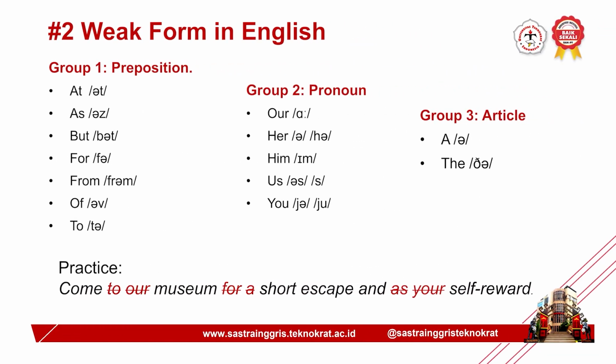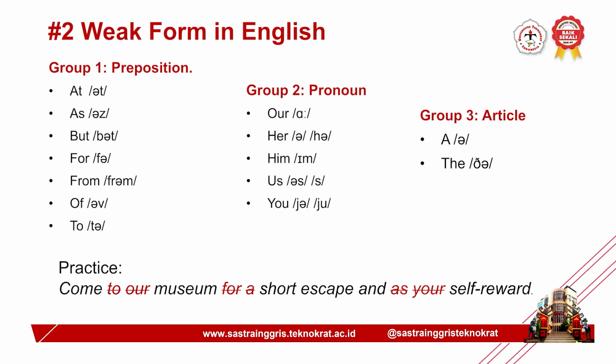so we cannot take it for granted. Now, let's move to the second part, which is the weak form in English. There are several groups of weak forms in English, so let's explain one by one. The first one is the group of prepositions. The second one is the group of pronouns. The third one is the group of articles, and the fourth one is the group of auxiliaries.